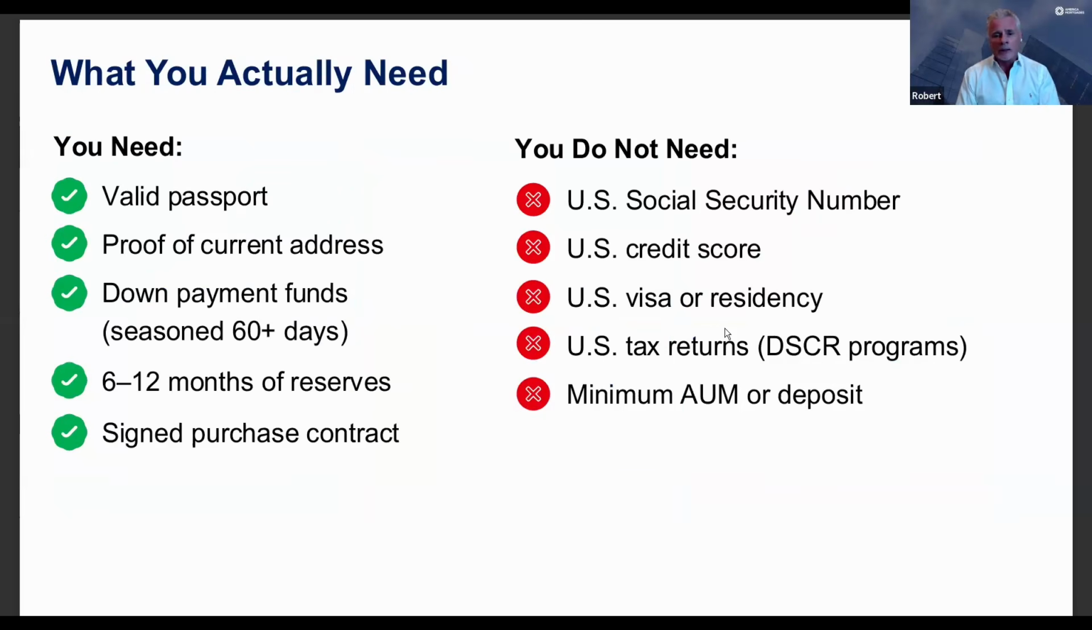So, what actually do you need in order to qualify for a US mortgage with American Mortgages? You'll need a valid passport, proof of current residence. I mean, it could be pretty much anything. Down payment, we need to see that that money has been sitting in an account for 60 days.